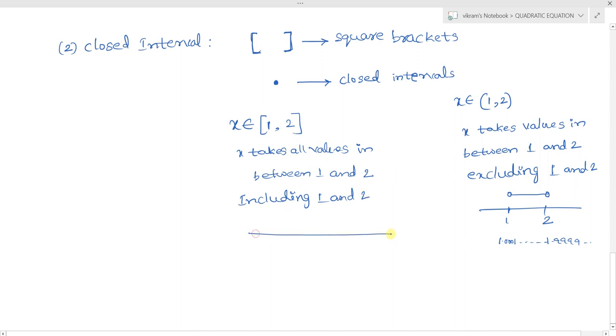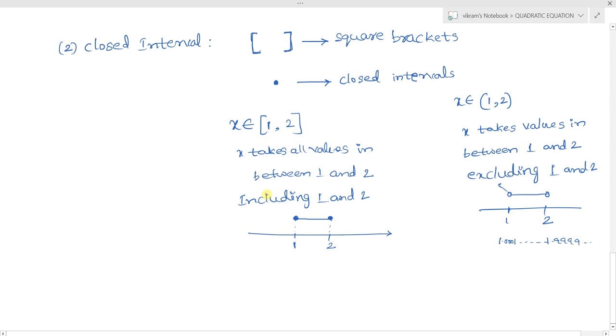That means how this is represented: let this be 1 and this be 2. Now this is generally represented with including, that means a dot. Including means a dot, not the small open circle. A small open circle represents the open braces, open brackets, and a closed small circle, that means a dot, represents the closed circle. That means closed interval. Now this is the way of representing the closed interval.